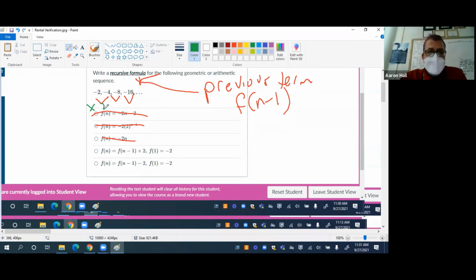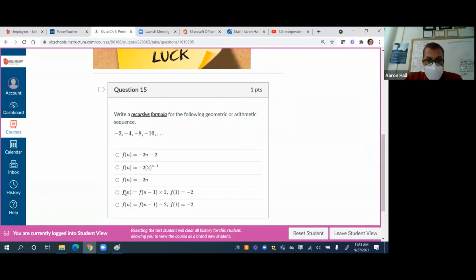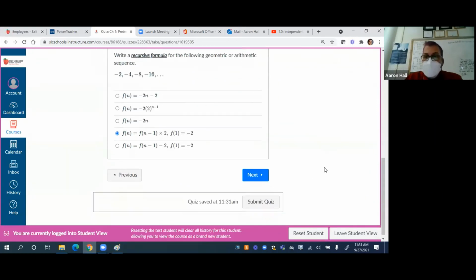Is that the second to last or the last one? It's second to last. So that has to be the answer right there. And it even says here, our first term is -2. So our first term is -2 right there. Okay, I think we only have one more.